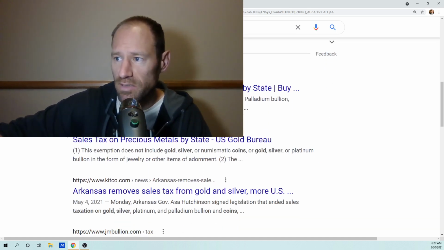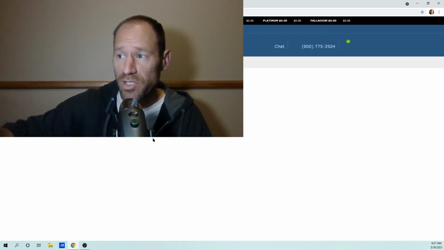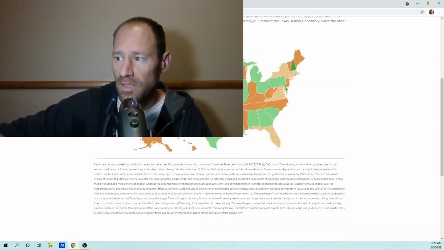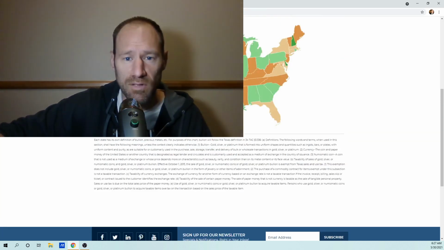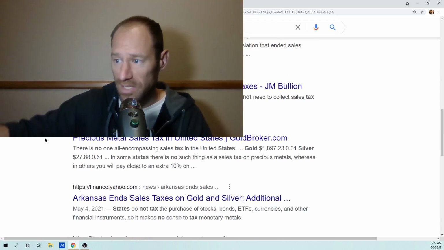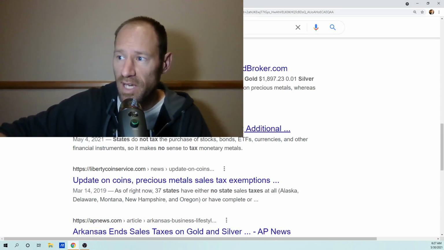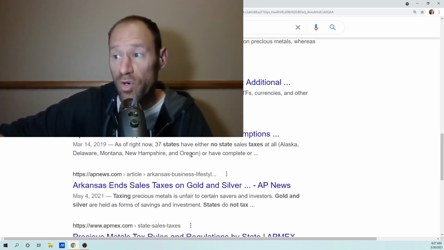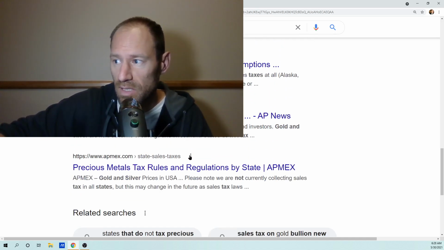And they're changing sales tax on precious metals state by state. They are having some states not tax gold and silver. They're not taxing it. They're repealing it. They're taking taxes back. Arkansas ends sales taxes on gold and silver May 4th, 2021. Update on coins, precious metals sales tax exemptions. No state sales taxes at all: Alaska, Delaware, Montana, New Hampshire, and Oregon. They're growing right now.